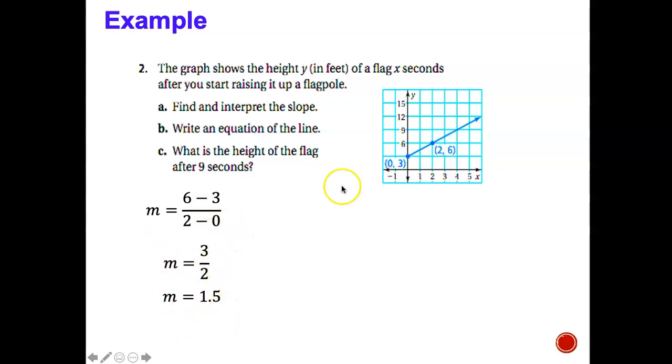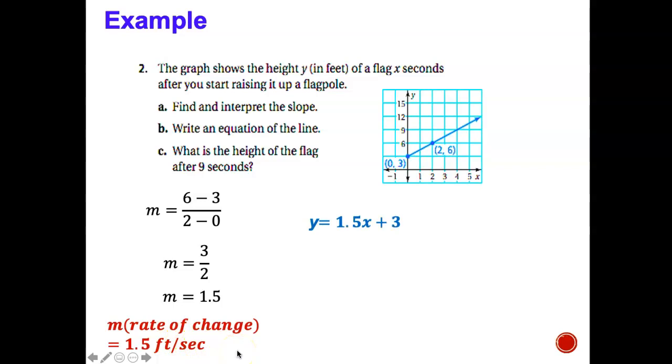We now know the slope and the y-intercept, so we can build the equation of the line. But first, let's interpret what the slope is. 1.5, the slope, is the rate of change. That means it's 1.5 feet per second. So when they are raising the flag, the speed is 1.5 feet per second.